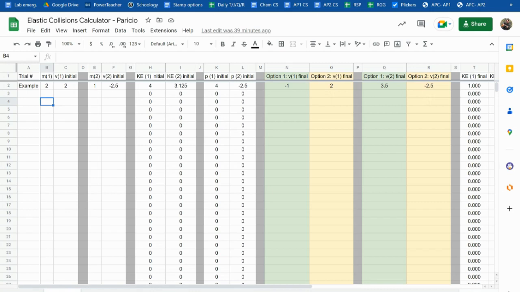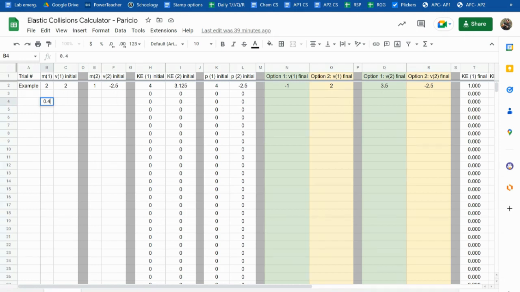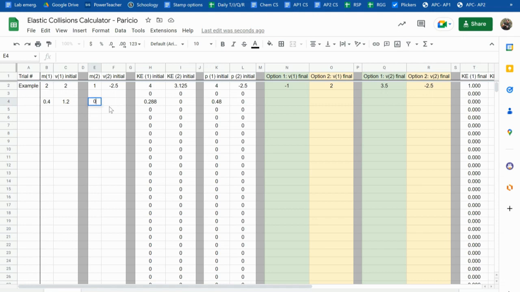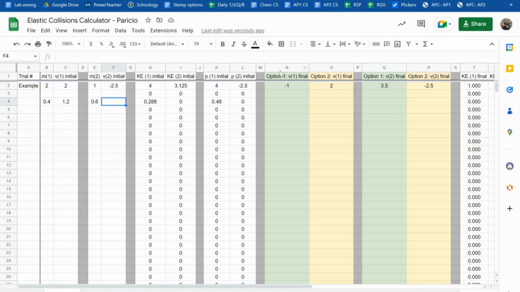So I have the mass of groundhog 1, 0.4 kilograms, moving at 1.2 meters per second. It automatically populates your kinetic energy initial and your momentum initial. Now mass 2, mass B, is 0.6 kilograms, and he was moving to the left at 1.4 meters per second. That means we have to plug in negative 1.4 meters per second.